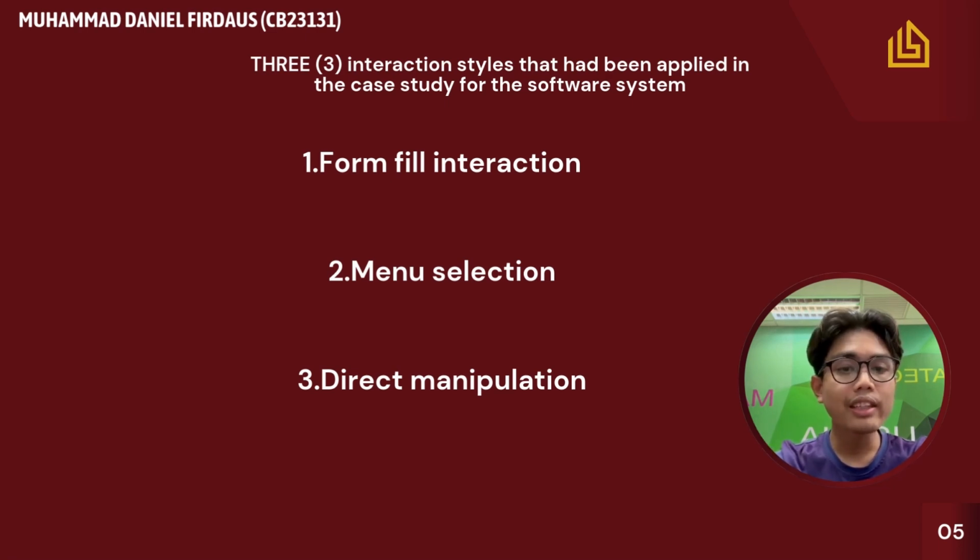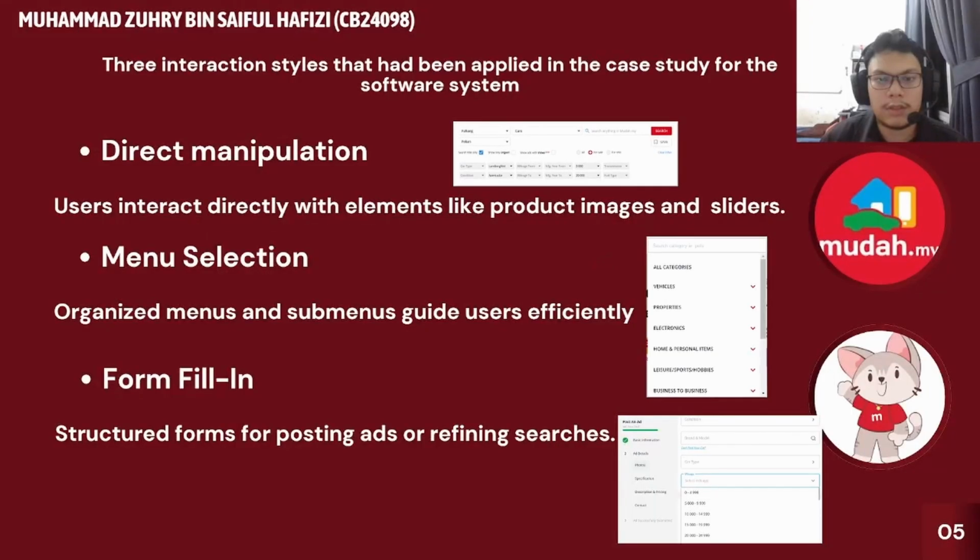The final one is direct manipulation. Direct manipulation helps users to easily navigate listings and find what they need on the listing. For example, the user of Mudah.my can directly manipulate the filter to refine their search, making the experience more natural.